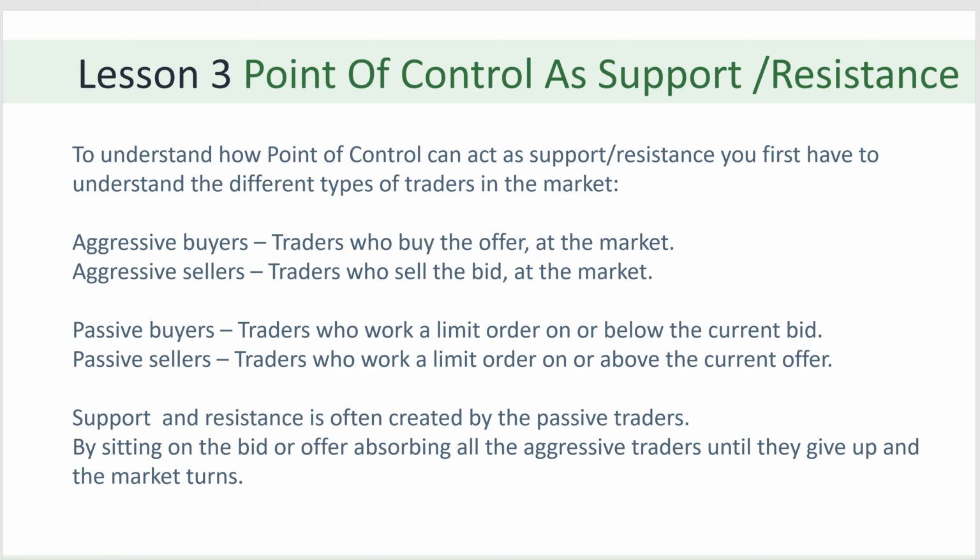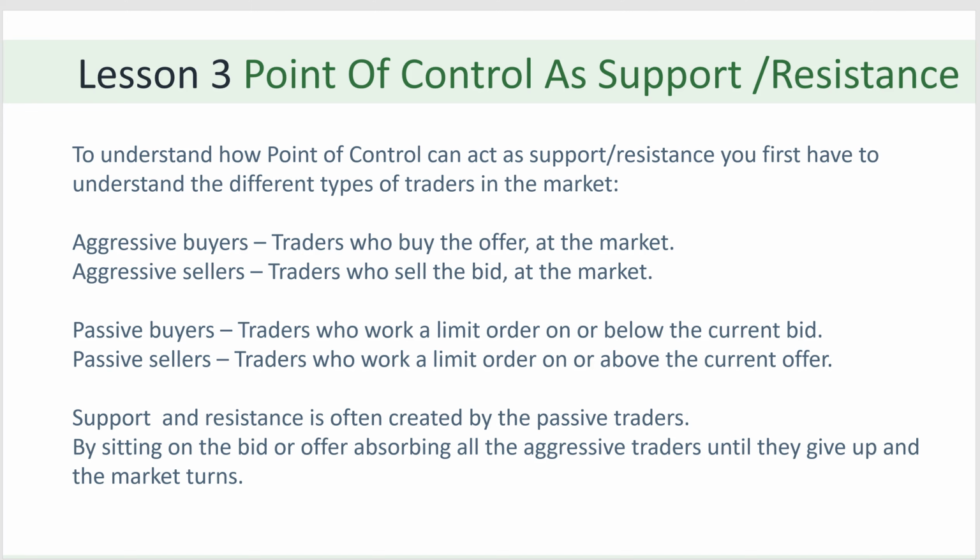It does, but what's oftentimes stopping the move is the big passive sellers on the upside and the big passive buyers on the downside. That's your support and resistance. The passive buyers are your support, the passive sellers are your resistance. And sitting on the bid and absorbing all the aggressive selling that's going on, until they give up, is what's going to cause the market to turn, because when you don't have the aggressive sellers, right?